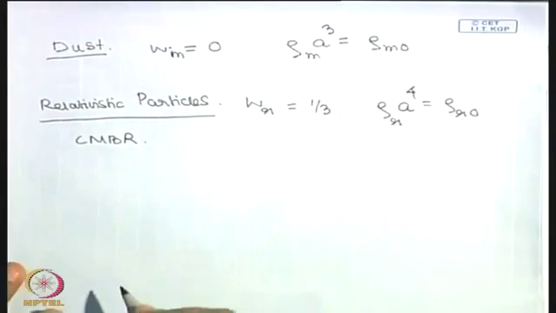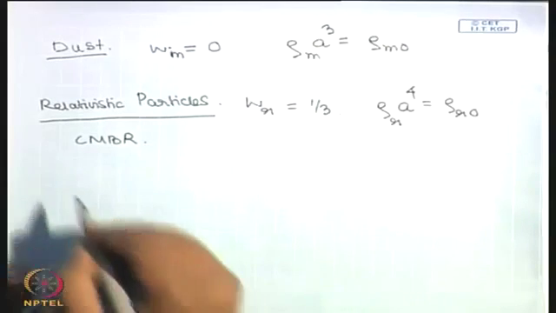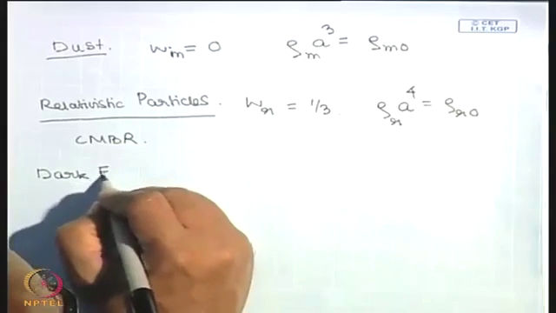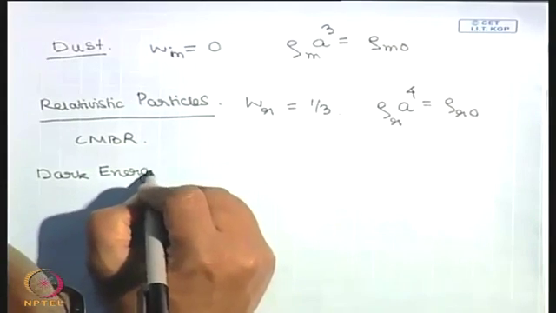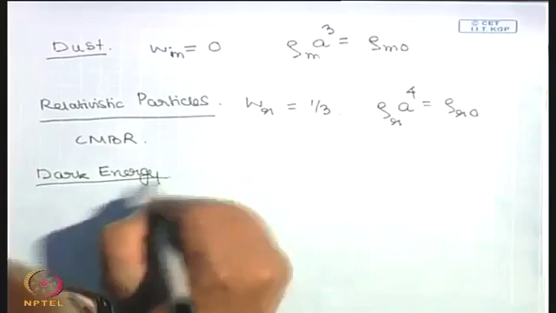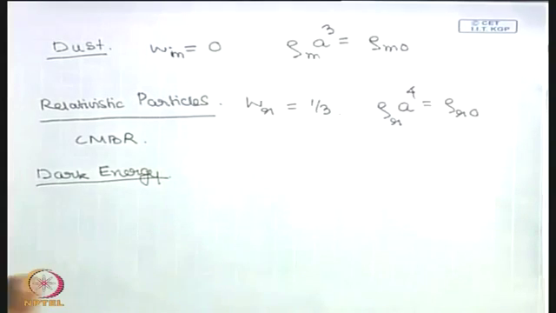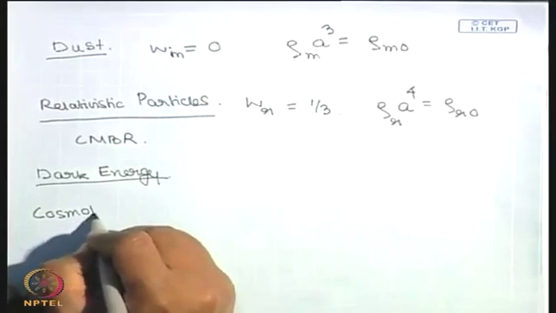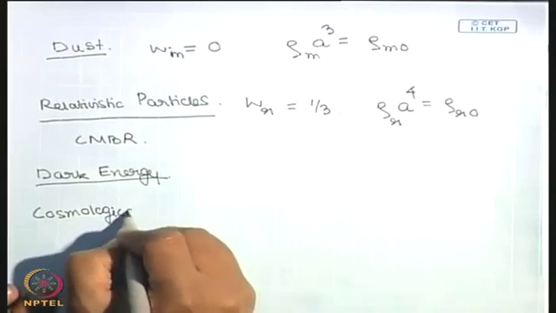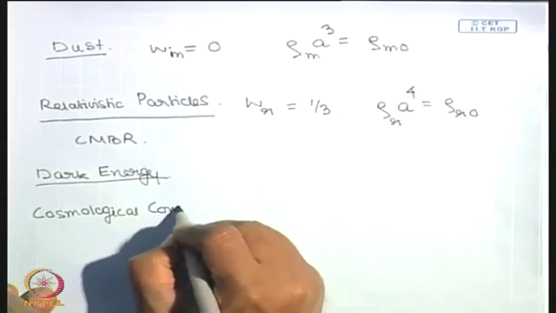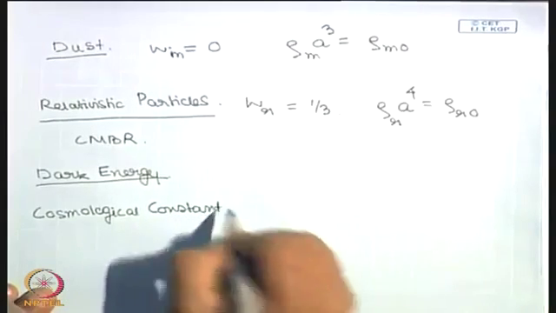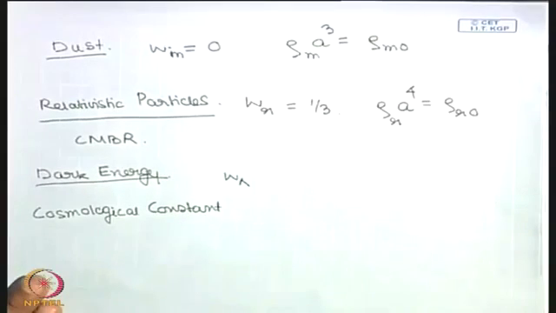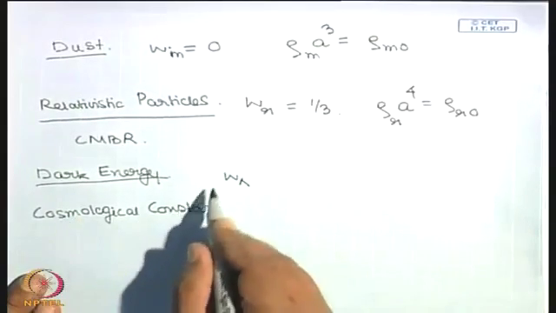Then we also talked about the dark energy. And there is evidence that such a thing exists. The dark energy, of which the cosmological constant is an example, is a possibility. This is something which I represent by lambda in general. Okay. So, we are going to particularly focus on the cosmological constant.